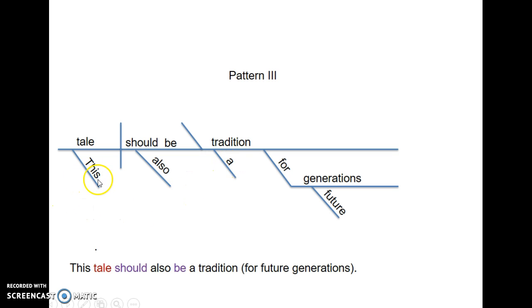And then we just put in our modifiers, also being the adverb, and the indefinite article a. We're talking about what tradition? It's a tradition for future generations. So the prepositional phrase goes below the noun here.